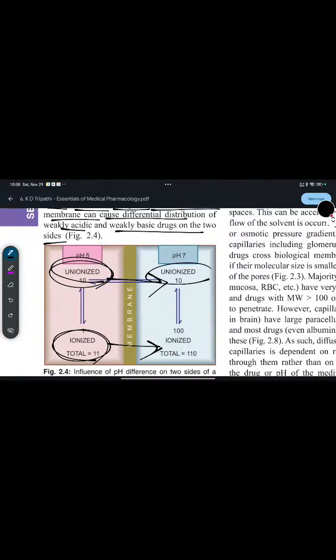Okay, so you have to understand that. See, in that case pH is 5, in that case pH is 7. So in the case of pH 7, more will be absorbed. In the case of pH 5, less will be absorbed.